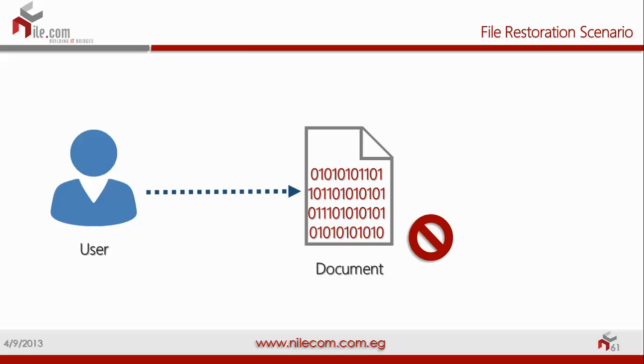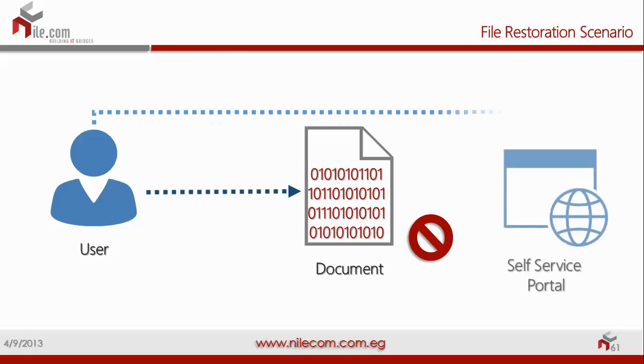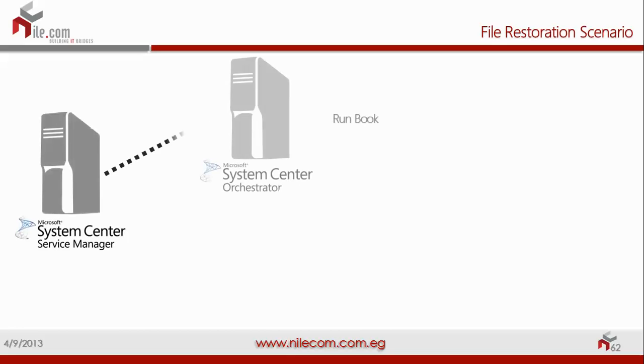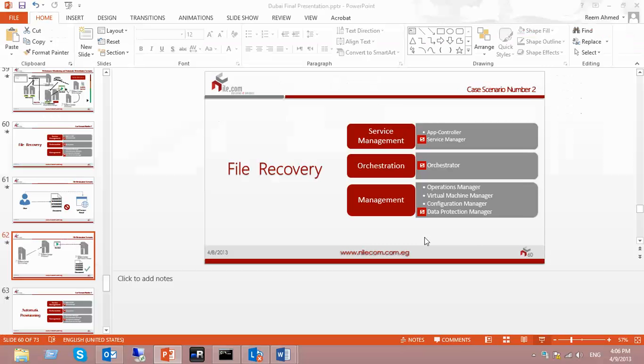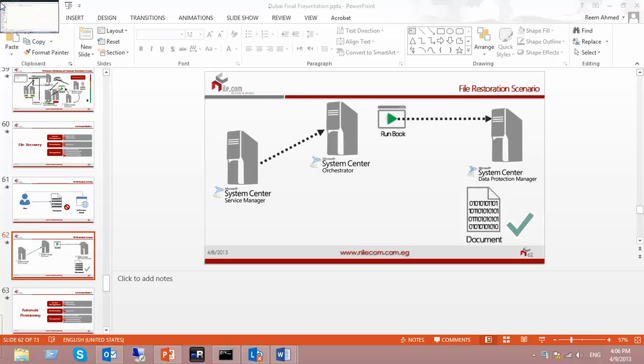So what we will do in our scenario today is offer the user a self-service portal from which he can request to recover this corrupted document. After submitting this request, an Orchestrator runbook will be triggered, and this Orchestrator runbook will go to Data Protection Manager and let it recover the corrupted document to an earlier valid version. Okay, so this is simply the scenario for today. Let's see it in action.